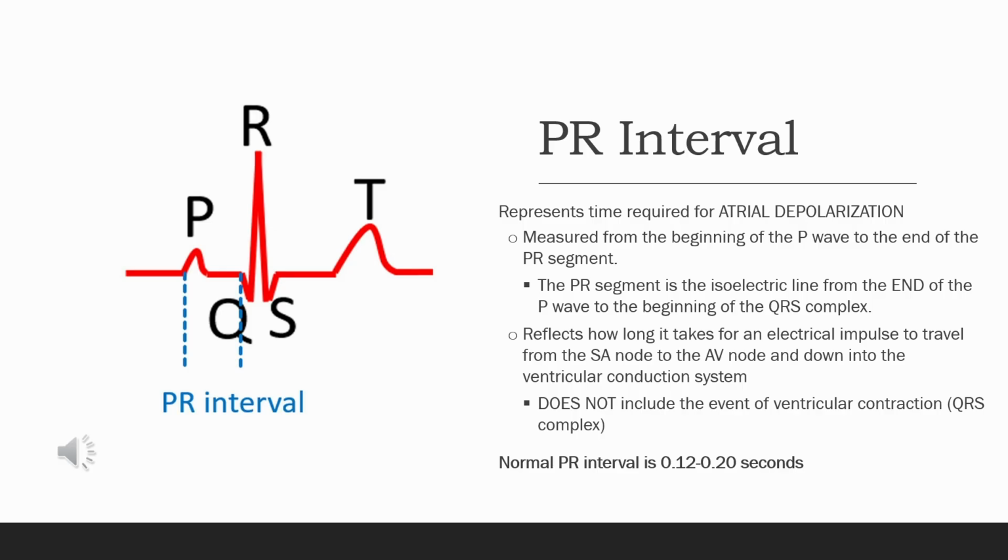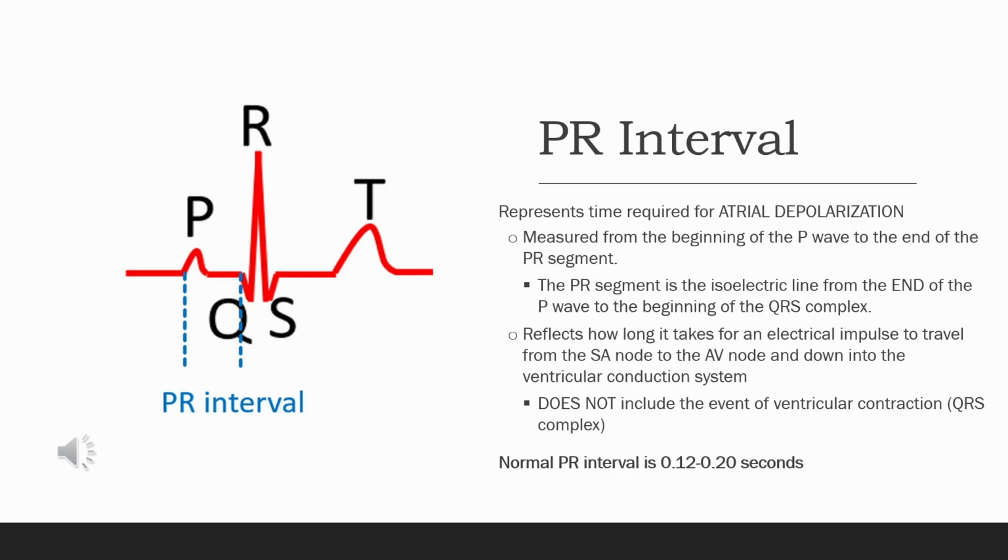So this delay is very important because it allows the atria to contract fully and push blood into the ventricles before they can contract. So now let's talk about the differences between the PR segment and the PR interval. The PR segment is that flat isoelectric line between the end of the P wave and the beginning of the QRS complex. So this represents the time the impulse is delayed in the AV node before continuing to the ventricles. The PR interval includes both the P wave and the PR segment, which measures the total amount of time for atrial depolarization and AV node conduction.